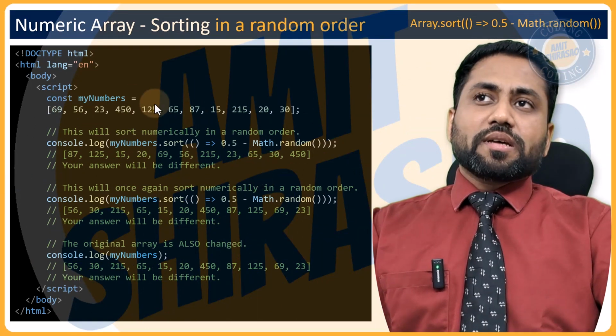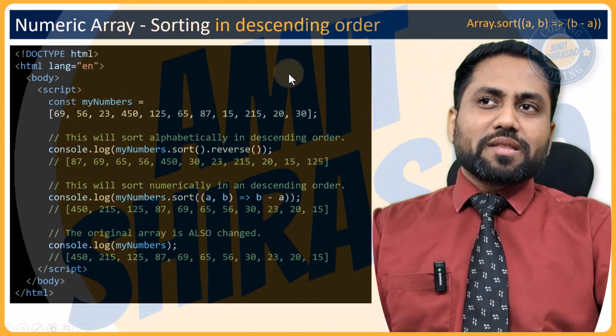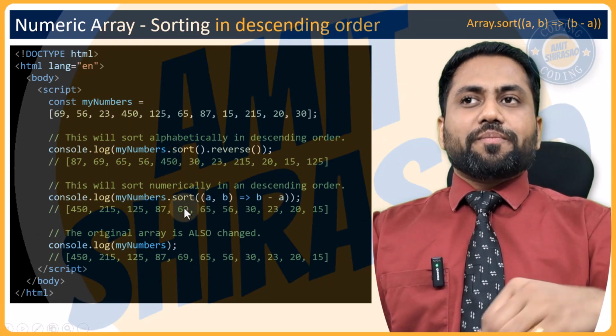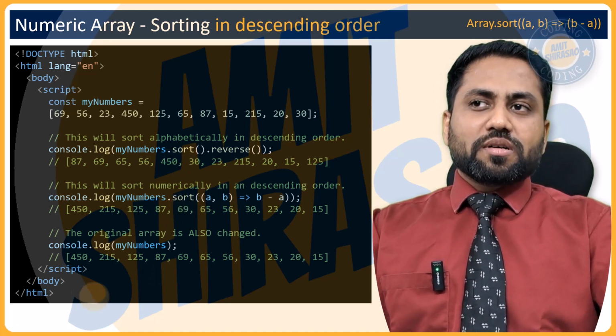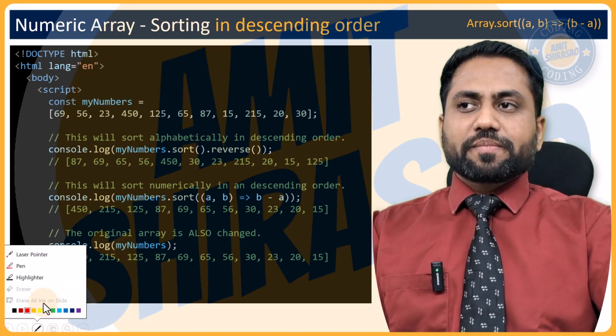Let's go next. How to sort in a random order? Again, for descending order also, if you use toSorted, then toSorted would keep the original array intact.